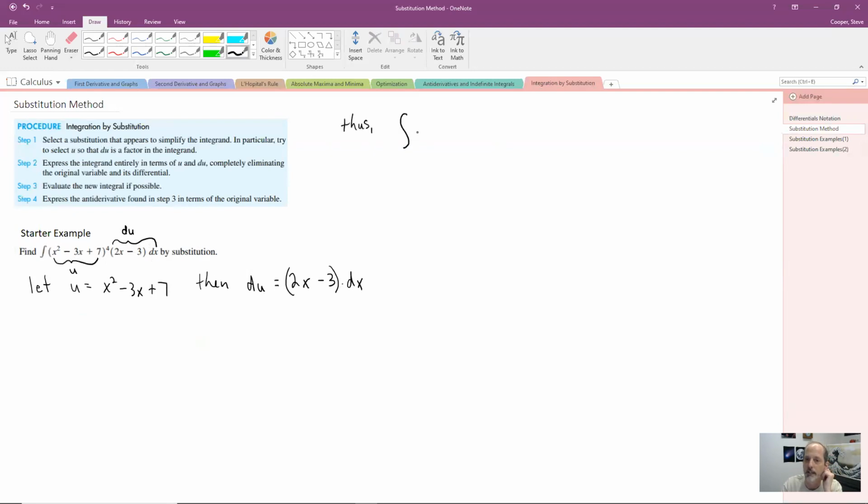So what we're really looking at is u to the 4th du. And if that was x to the 4th dx, we know exactly what to do, just now it's called u instead. So using the basic rule, this is u to the 4 plus 1 divided by 4 plus 1, plus my constant of integration. So it's u to the 5th over 5 plus c.